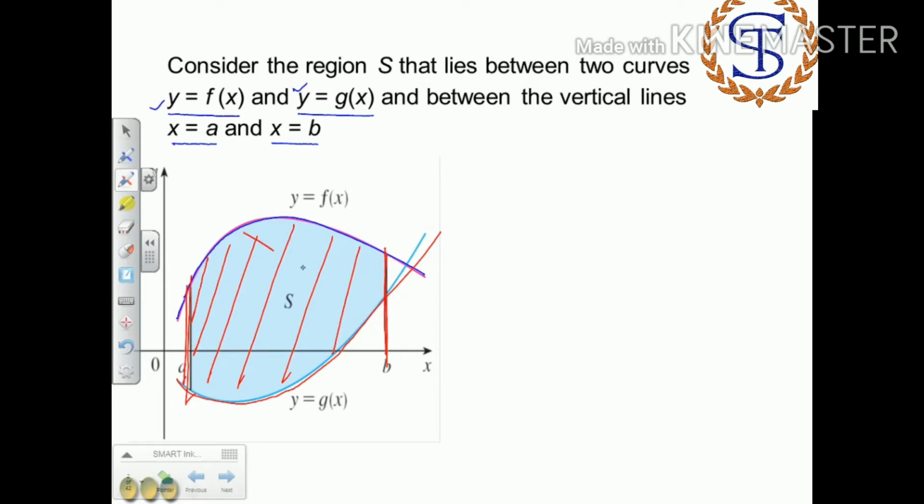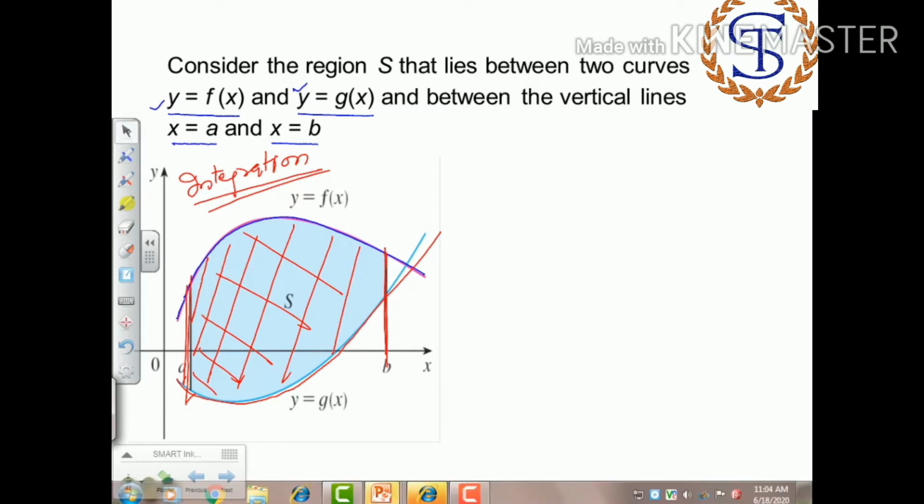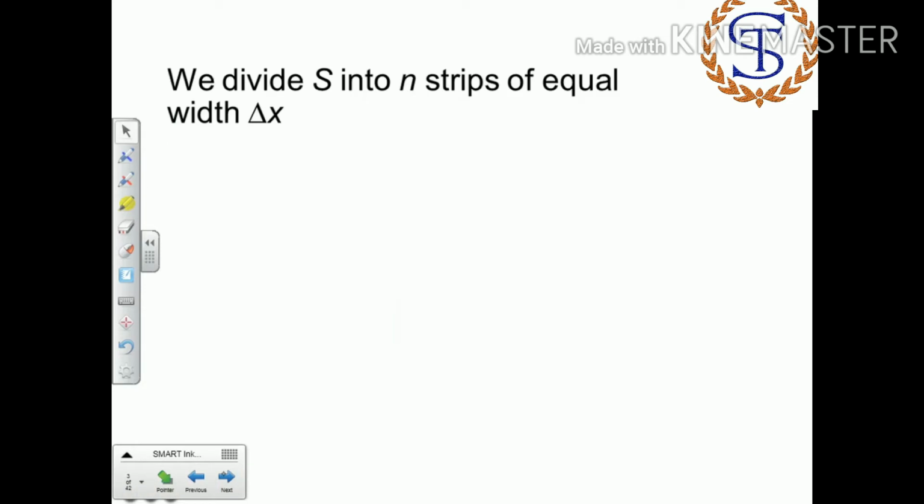Now how can we find the area of this shaded portion? We can find the area of this shaded portion by the use of integration. So this is one of the most important applications of integration, that is to find the area bounded by the curves. So next, how can we find the area?